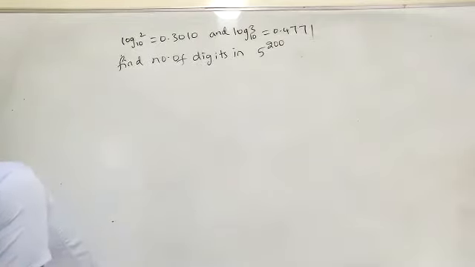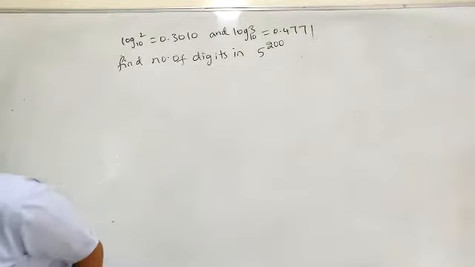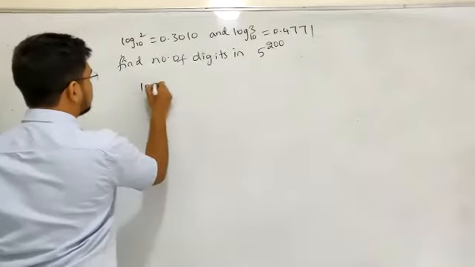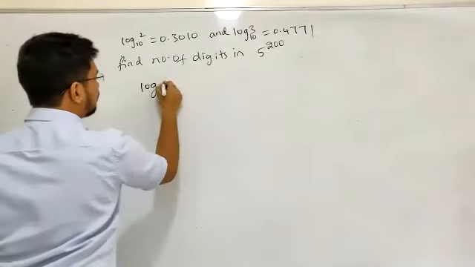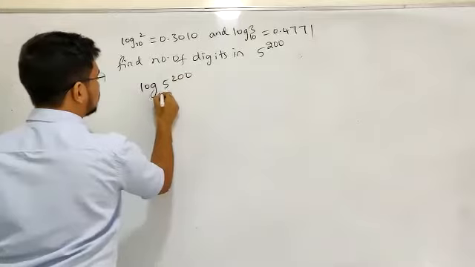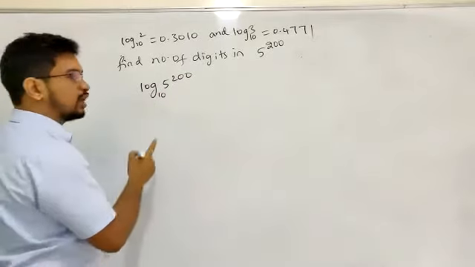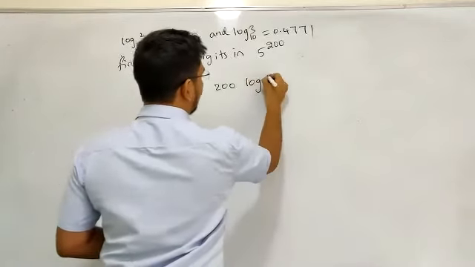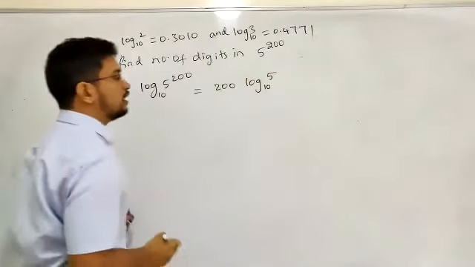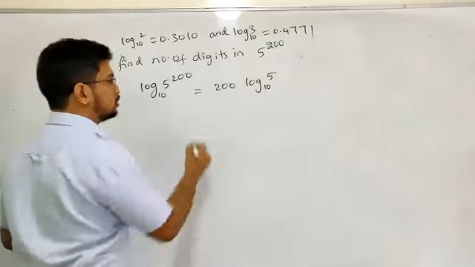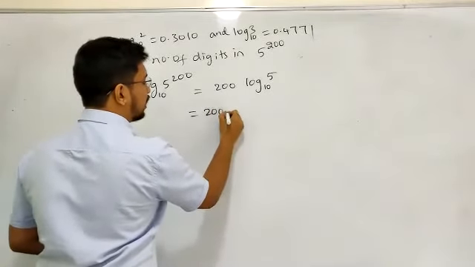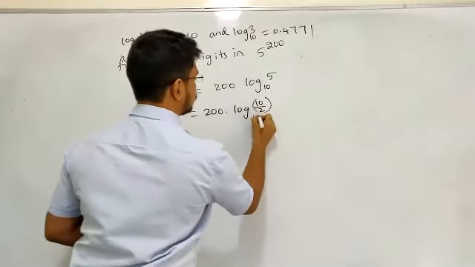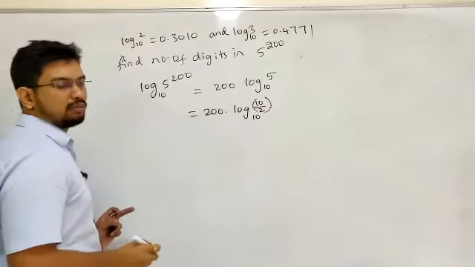Okay, very good. I got a few answers. Now simply you have to get this idea. Whenever there is a number given, try to get the common logarithm of that. So this is 200 into log 5 to the base 10. So this is something like 200 into log 10 by 2 to the base 10.